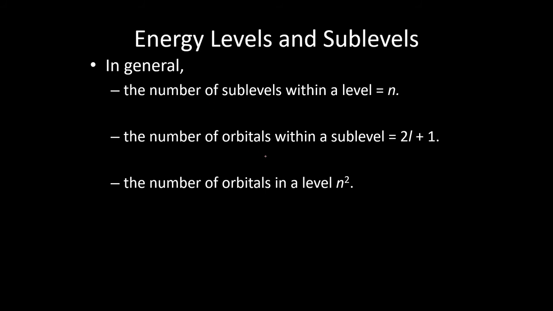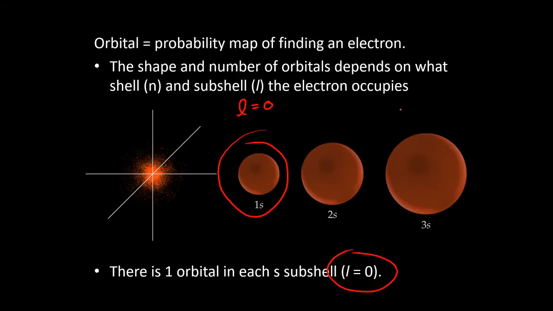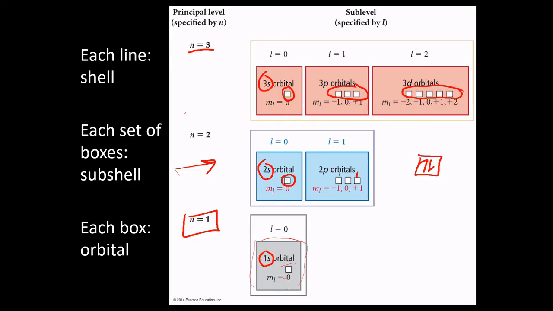The number of orbitals within a subshell, and it says sublevel, but subshell is just a slightly different name for the same thing. So the number of orbitals within a sublevel is 2 times L plus 1. If we go back here and check that again, here in the p orbitals, L is equal to 1. 2 times 1 plus 1 is 3, and that's indeed what we see. We have 3 possible orbitals inside of that sublevel or subshell.